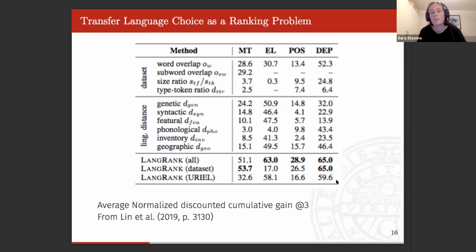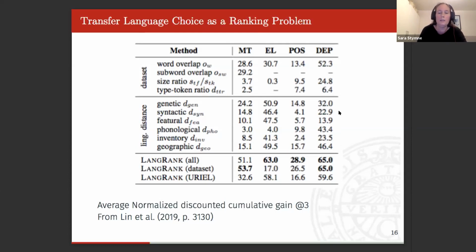If we focus on parsing, which we'll focus on today, it was also reasonably good to just use the linguistic features. If we look at individual features, we can see that the best ones are word overlap, phonological distance, and geographic distance. Phonological distance I find a little bit curious. They never really explain that, but you would think that syntactic distance would be a better measure for parsing than phonological distance. But yeah, so this is still a little bit of an open question.